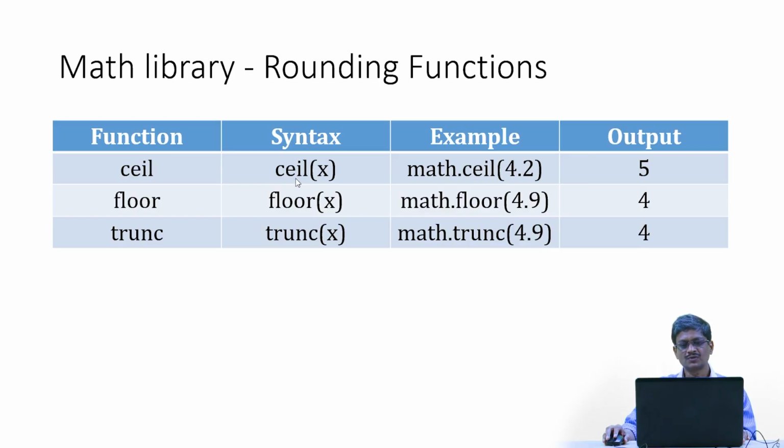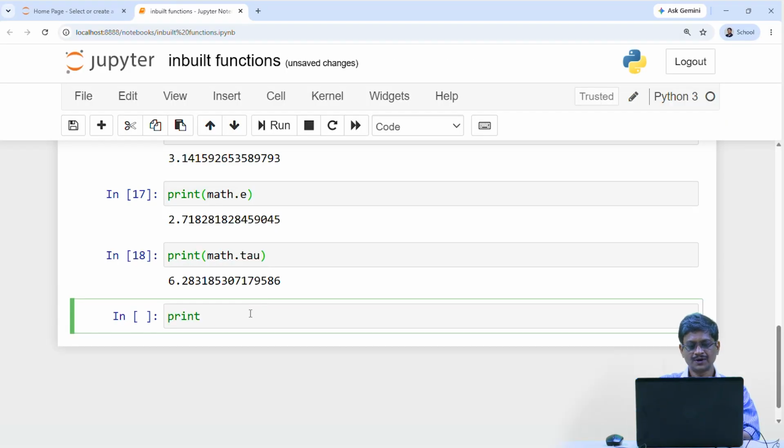The ceil function basically converts a number to the higher side. For example, if you write math.ceil of 4.2 in brackets, it will be rounded off to the higher side, and as output you are going to get 5. Let us try this on Jupyter Notebook. I'll simply say print math.ceil, and here I am writing 4.2. See, I am going to get the output as 5.